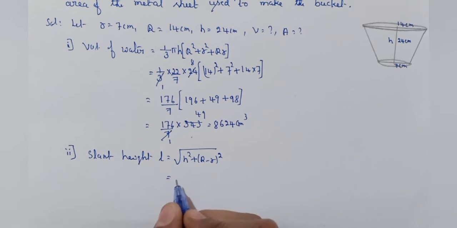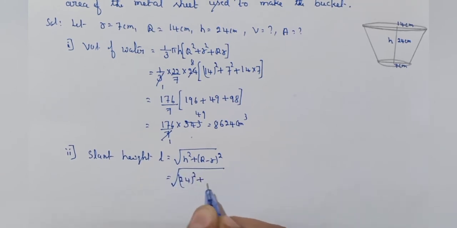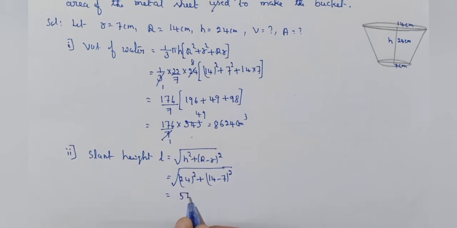So h is 24 whole square plus capital R is 14, small r is 7, 14 minus 7 whole square. Next, 24 square is 576. 14 minus 7 is 7, 7 square is 49. 576 plus 49 is 625.